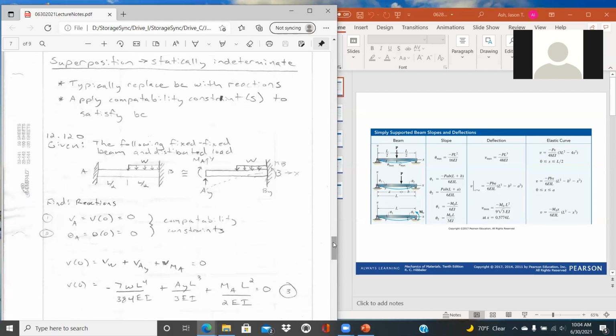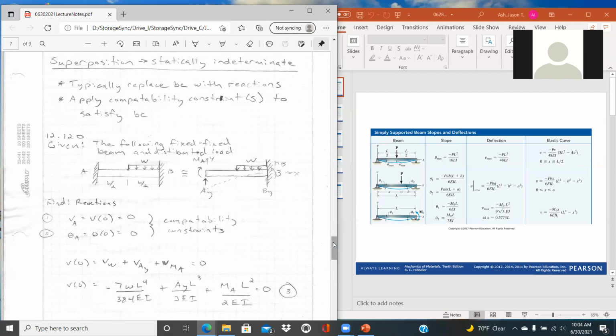And so that's our goal then, is for the following fixed beam and the distributed load only over half of the beam, what we want to do is find the reactions, the reaction forces at A and B. And that's really kind of the main complication with statically indeterminate.